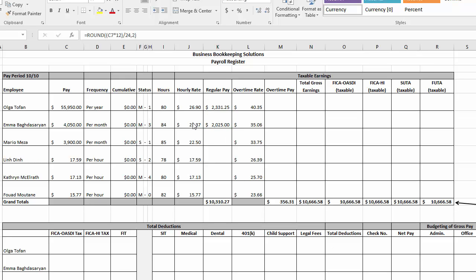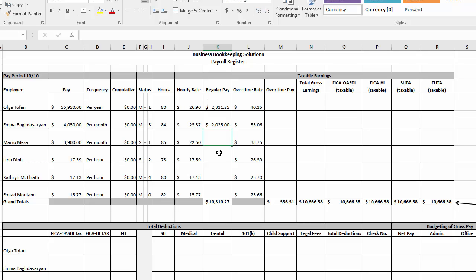We could not simply have taken the 23.37 and multiplied it by 80, because that gives us 1,869, which is incorrect. So Emma's regular pay, if she works 80 hours, is 2,025. If you're worried about the 4 hours of overtime, don't worry about that. We'll do that over here.